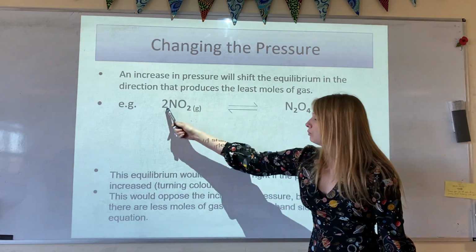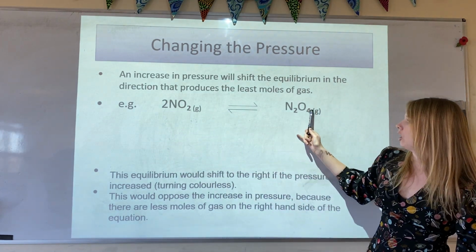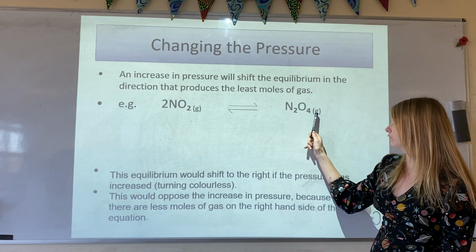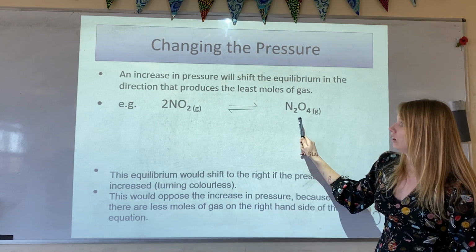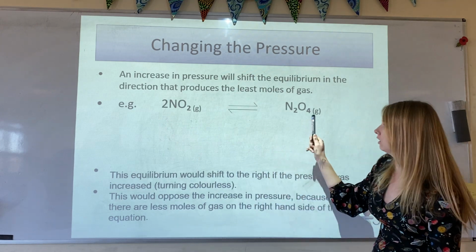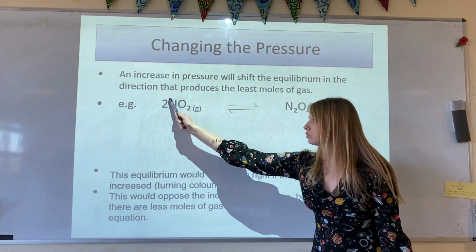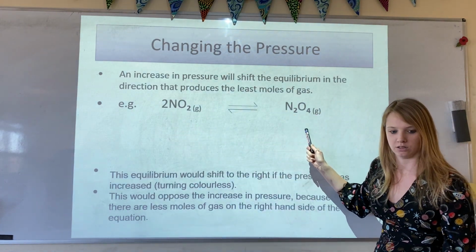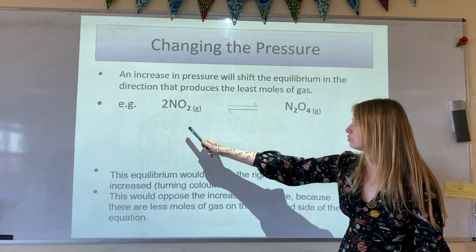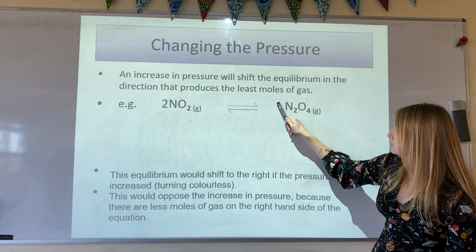So this is a real life example here. We've got 2NO2, which is a gas, and that is a reversible reaction to make N2O4, which is also a gas. Now here I've got 2 moles of gas, and here I've got 1 mole of gas. So in this reaction, 2 moles of a gas makes 1 mole of a gas. So which side has the least moles? It would be this side. Okay, this side has the least number of moles.